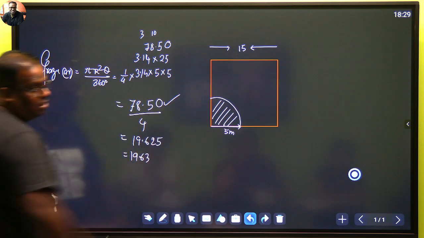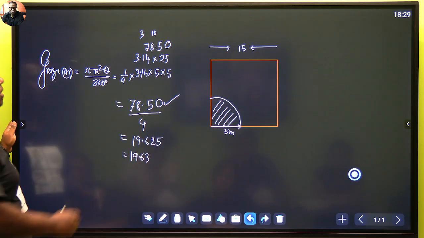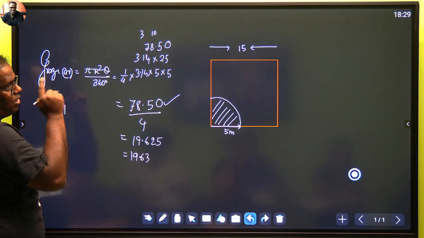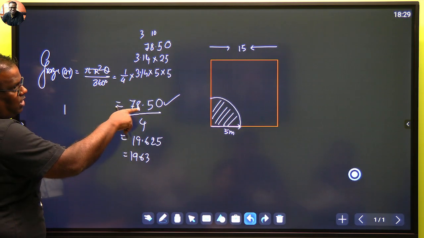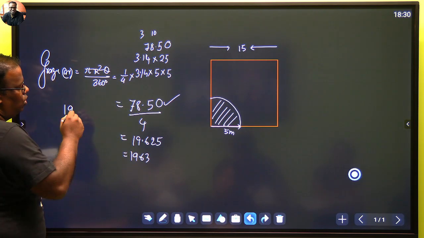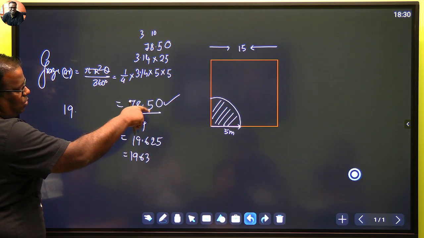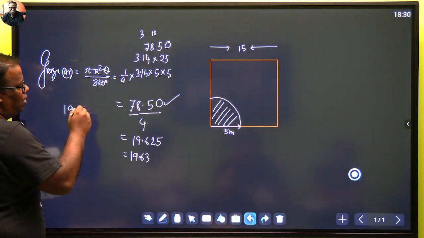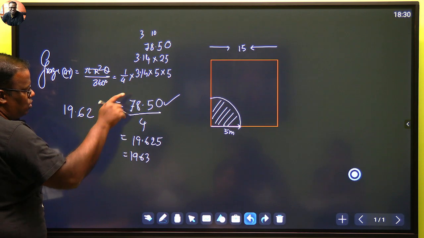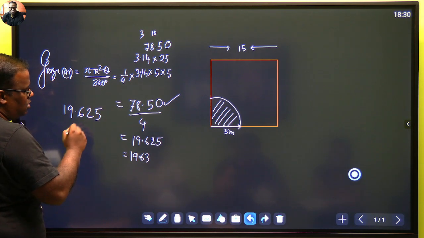Now I'm dividing. Now how does my mind see this? 4 and 7. 4 ones are 4. 7 minus 4 is 3. 3 and 8 is 38. 4 nines are 36. 2. And after that, to bring this down you have to put the point. 2, 25. 4 sixes are 24. 1, 10. 4 twos are 8. Another 2, 20. 4 fives are 20. So this becomes 19.63.